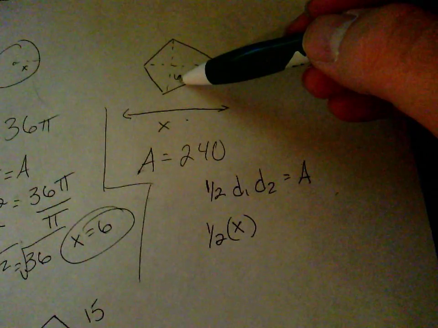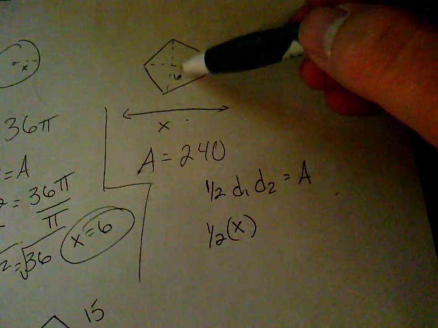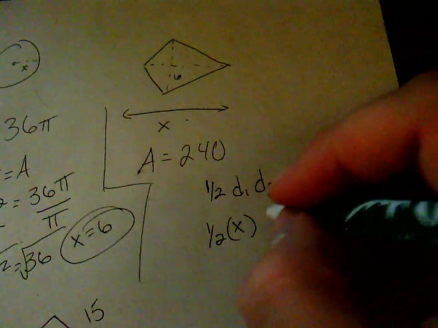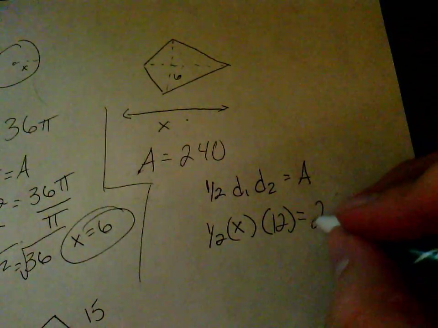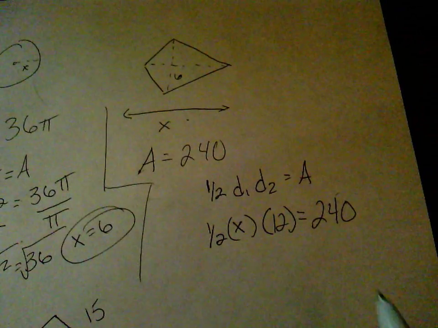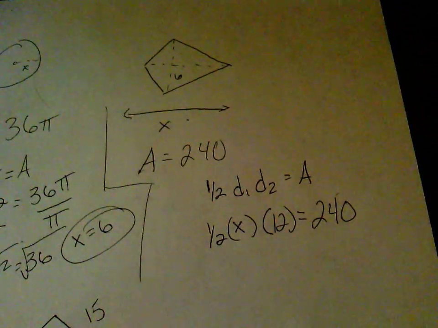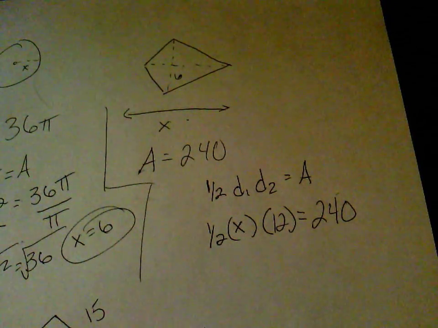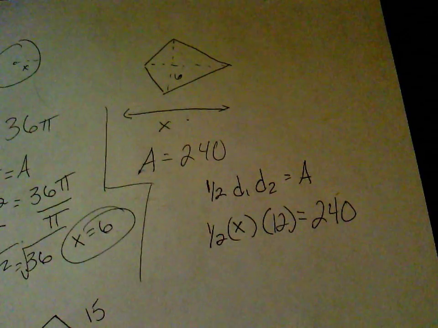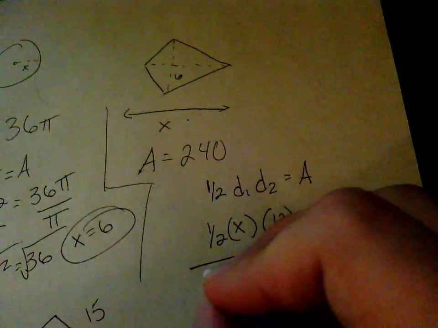Well, once again, remember this thing, the 6. If I know this half is 6, I know this half is 6, so I know the whole thing is 12. And I set it equal to what the area is, which is 240. All three of these things are multiplying each other, so it should be pretty easy to get x by itself. All you have to do is divide by the stuff that you don't want. So let's divide by 1/2.